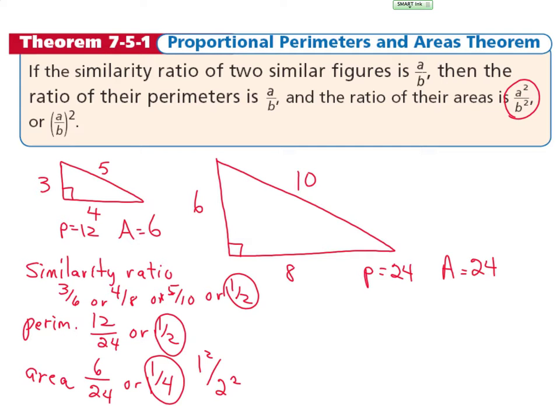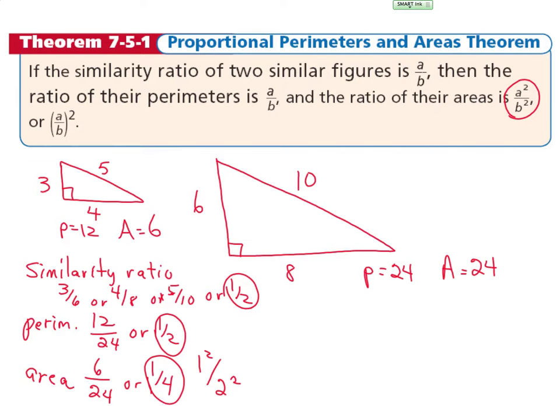When you have the 6 over 24, where do you get the 6? Why was 6 the area of this small one? I just put the actual areas there to show. Oh, okay. Now I get it.